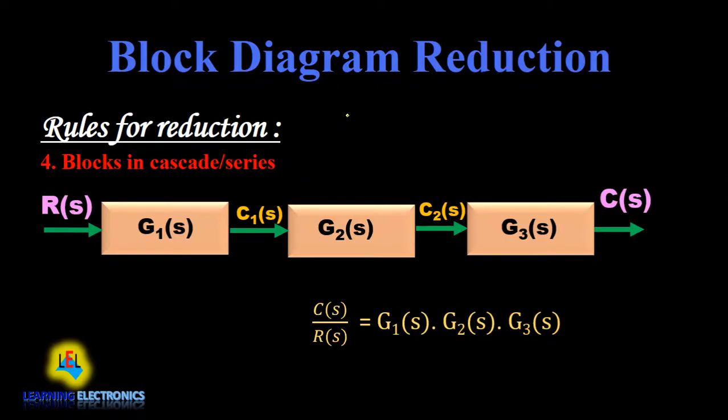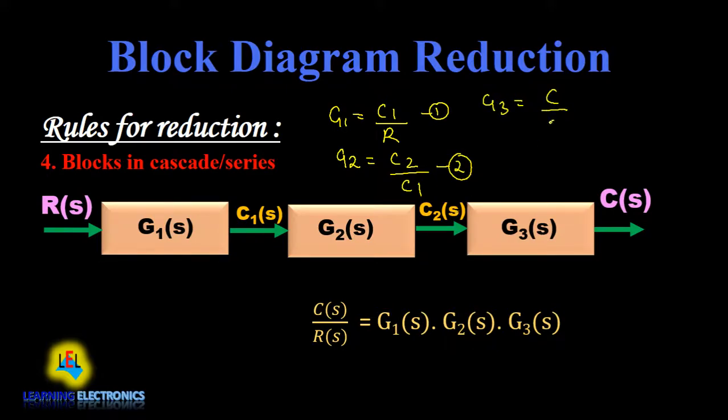So here G1 is equal to C1 divided by R. This is equation number 1. G2 is equal to C2 divided by the input to G2, which is C1. This is equation number 2. Now G3 is equal to C by C2.